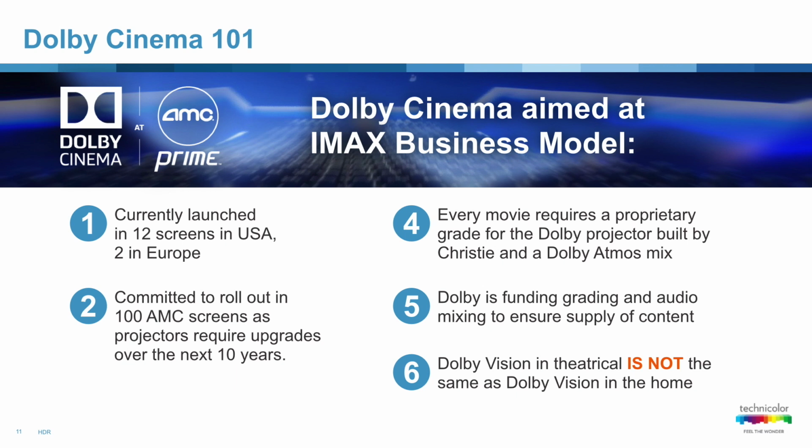So IMAX with its 1,000+ screens, Dolby has now signed a contract for 100 screens with AMC, which will roll out over the next 10 years. They have about 14 screens in the world right now, and are slowly introducing more. So this is using that Dolby Christie projector, but right now 14 screens and will be 100 over the next 10 years.